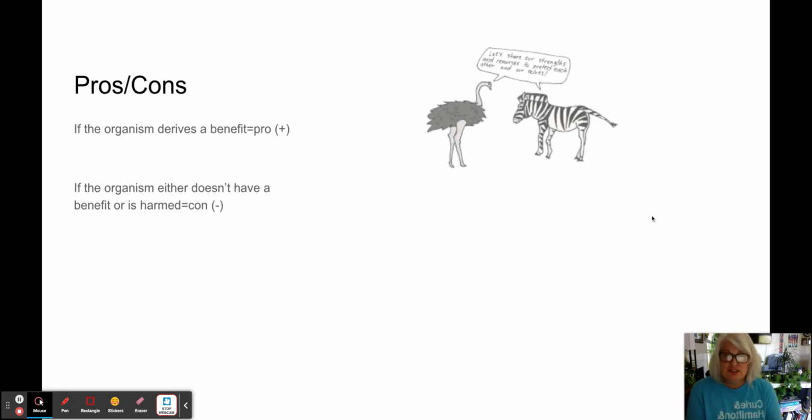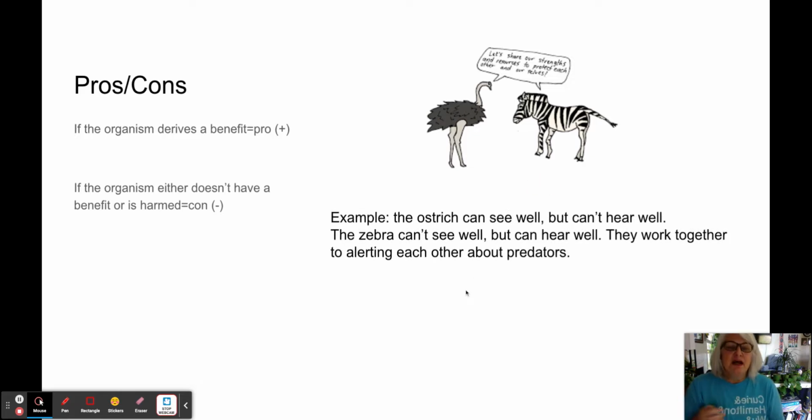So let's try an example. Here's an ostrich and a zebra. You may not know this, but they share an area. Ostriches cannot hear very well. They can see well, they can't hear very well. A zebra, on the other hand, can hear really well, but can't see very well. And so they work together and warn each other about predators.